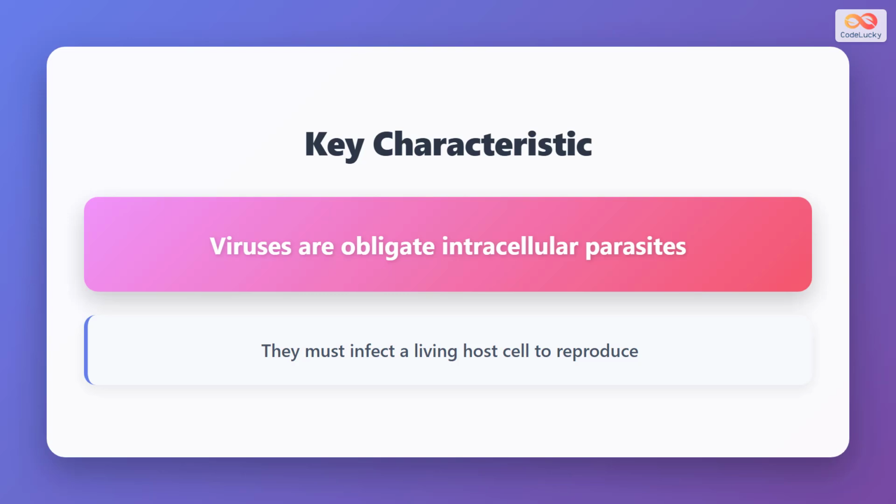The most important characteristic of viruses is that they are obligate intracellular parasites. The term obligate means required or necessary, and intracellular means inside a cell. This means viruses absolutely must infect a living host cell to reproduce. They cannot replicate on their own in the environment. Without access to a host cell, a virus cannot make copies of itself and remains dormant. This dependency on host cells is what fundamentally distinguishes viruses from living organisms and makes them parasitic in nature.